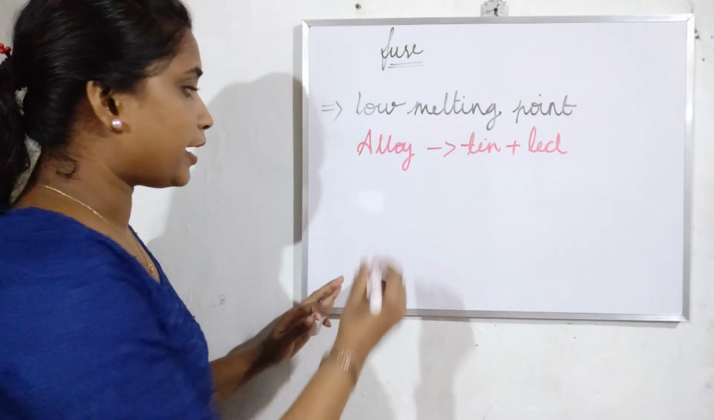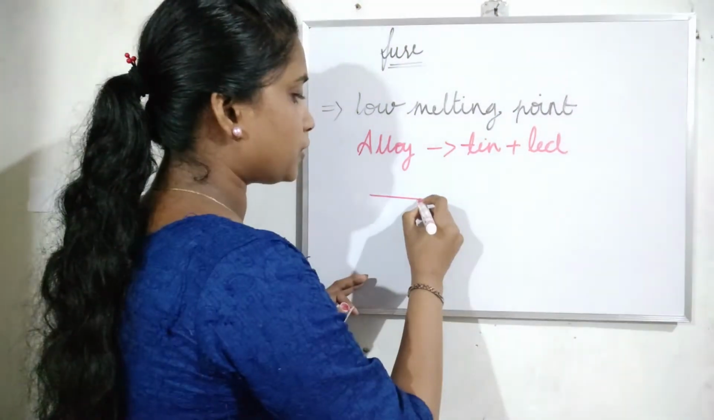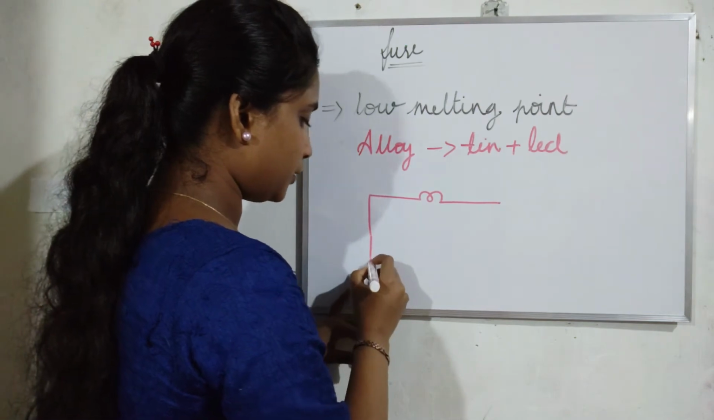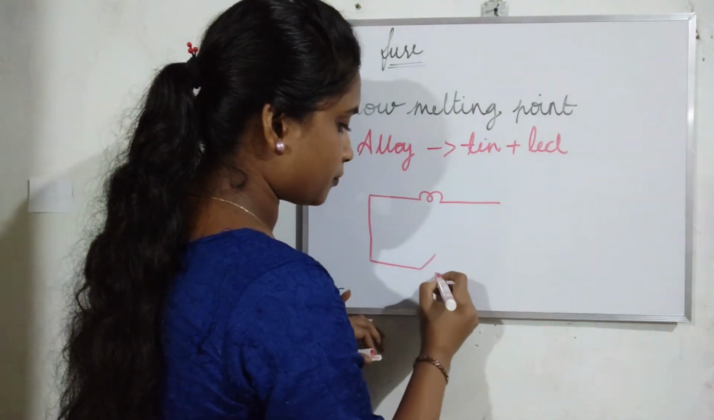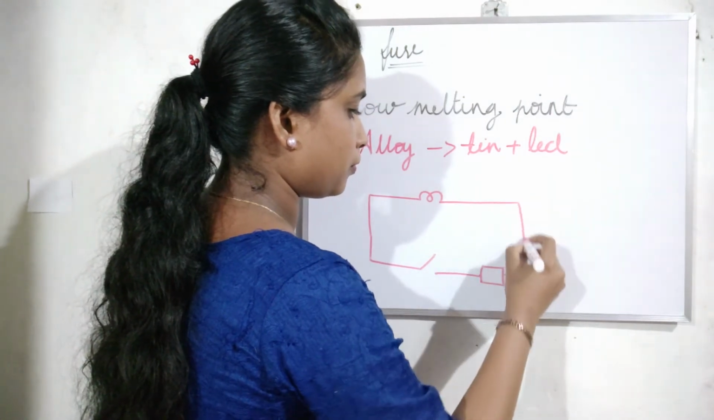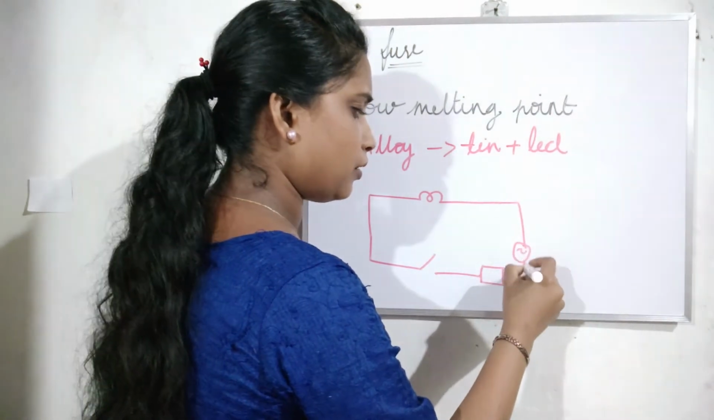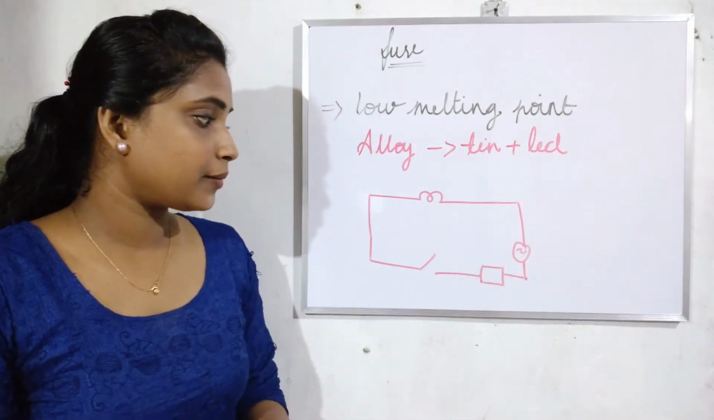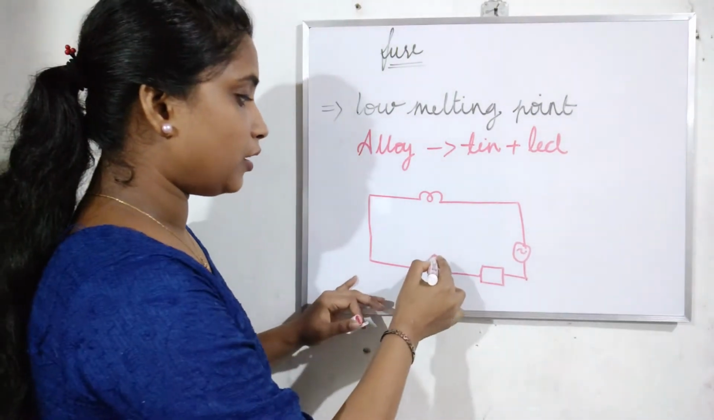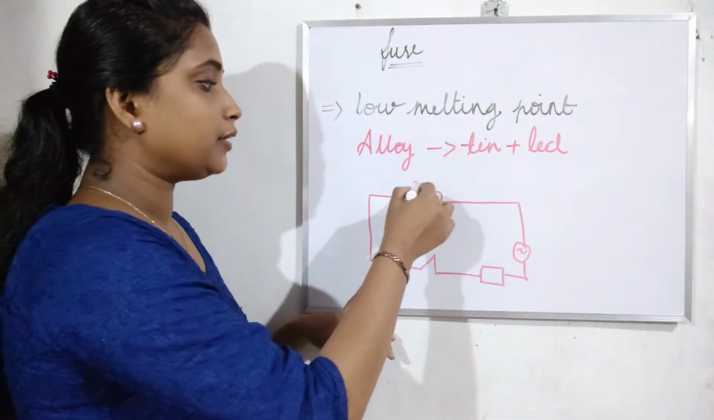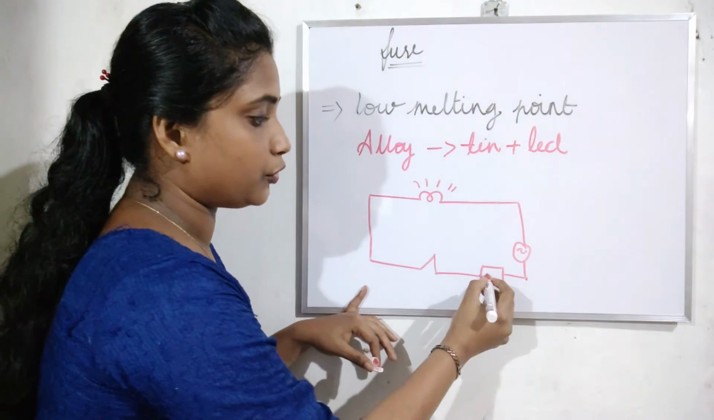So we can draw a small circuit consisting of a bulb, a small switch, and a fuse, and works on a current, whatever it may be. I am using an AC current. So when the switch is turned on, the current starts passing through the circuit. Then the bulb glows. This is the fuse, okay?